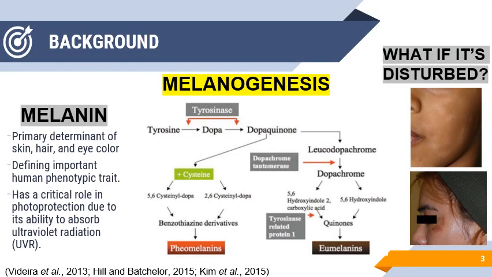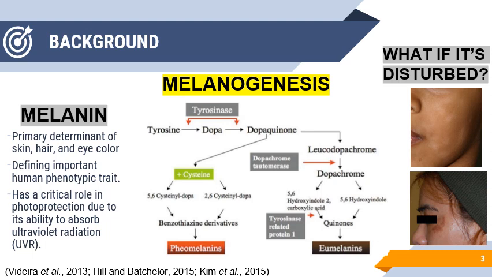First of all, the background of this research is that melanin is biosynthesized in the melanosomes of melanocytes, which are specialized cells situated in the basal layer of the skin epidermis. Once it matures, melanosomes are transferred from melanocytes to keratinocytes, and melanin is the primary determinant of skin, hair, and eye color, defining an important human phenotypic trait, and has a critical role in photoprotection due to its ability to absorb ultraviolet radiation or UVR.